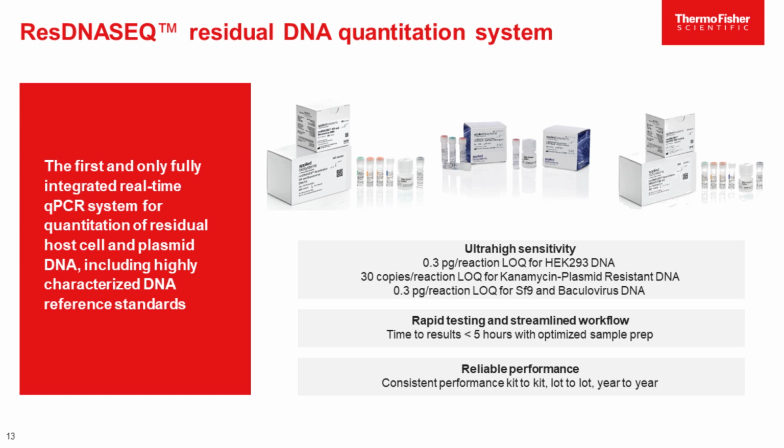The key features of the assays are an ultra-high sensitivity with an LOQ of down to 0.3 picogram per reaction for the HEK293 and SF9 and baculovirus DNA, and 30 copies LOQ for our kanamycin plasmid resistance gene. A well-characterized standard to support consistent performance, a single source for all assay components with predictable quality from kit to kit, lot to lot, and year to year, and a rapid and streamlined workflow with optional sample prep automation and time to results of less than 5 hours.